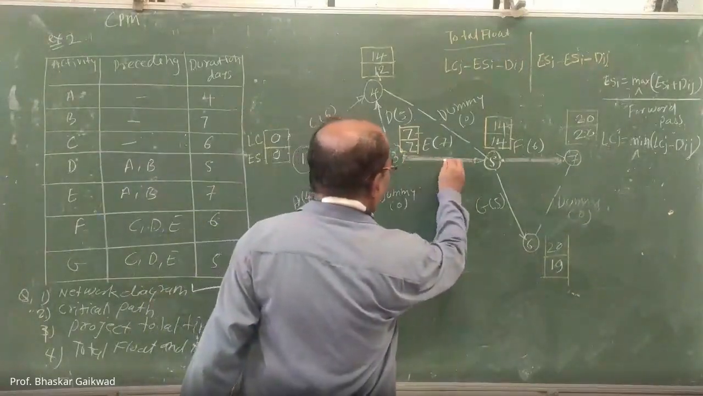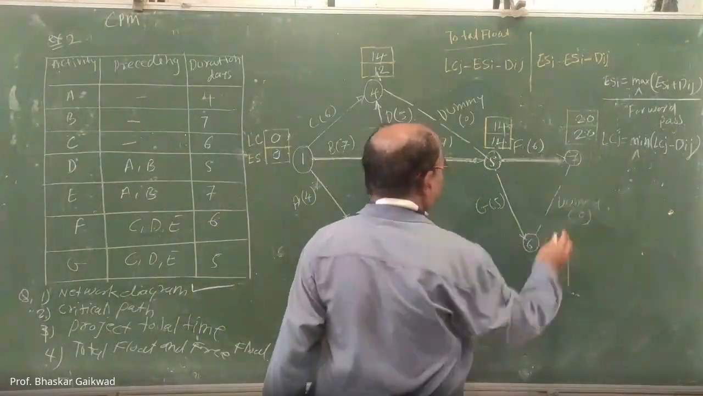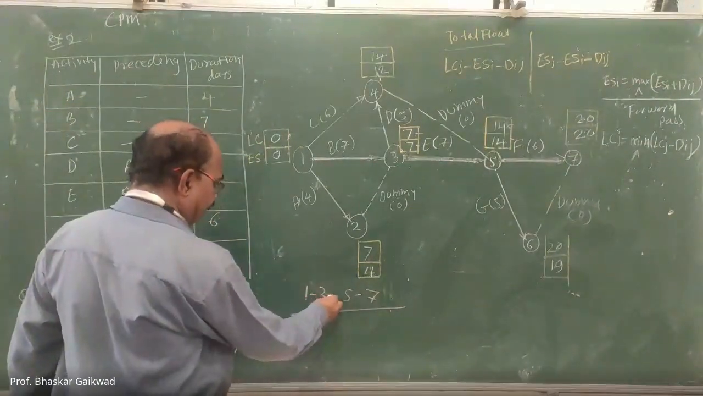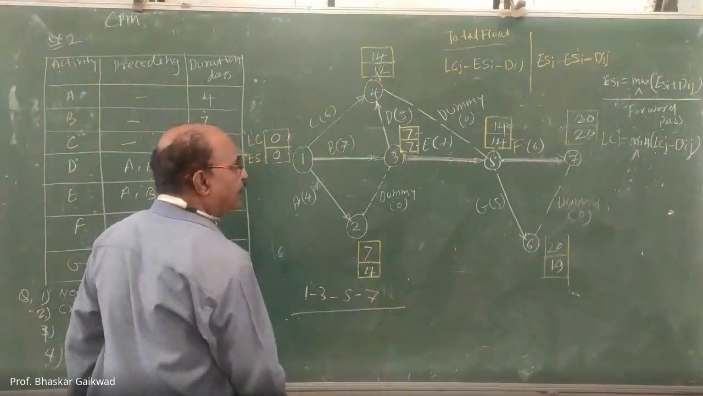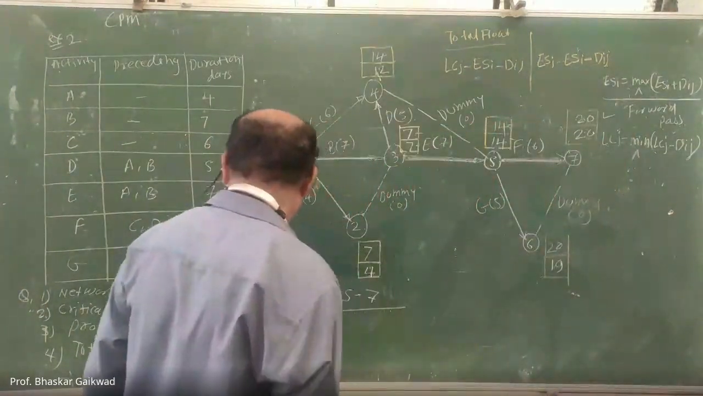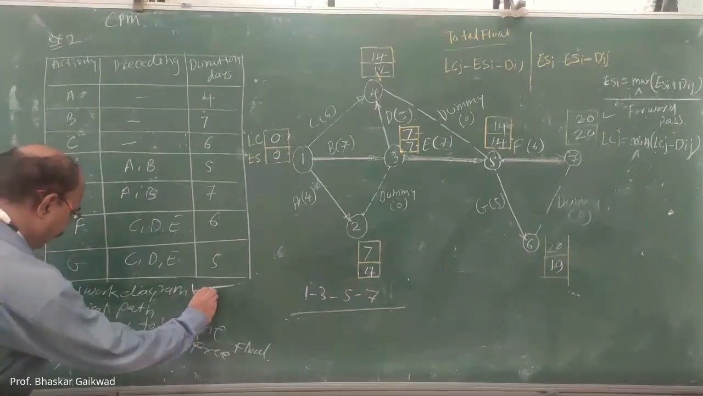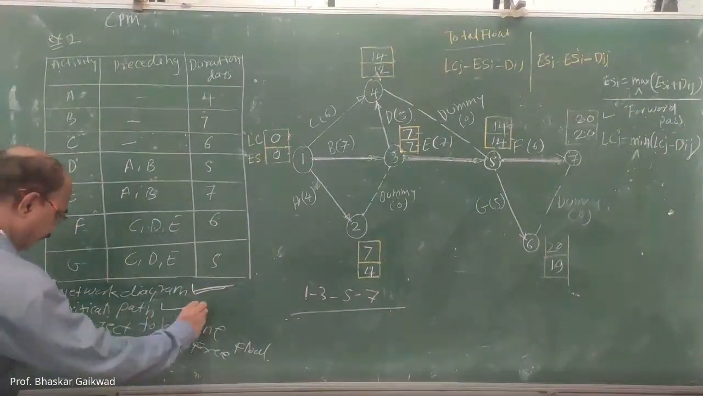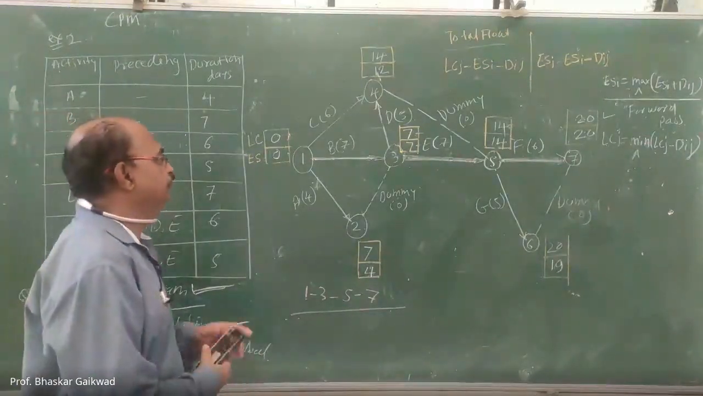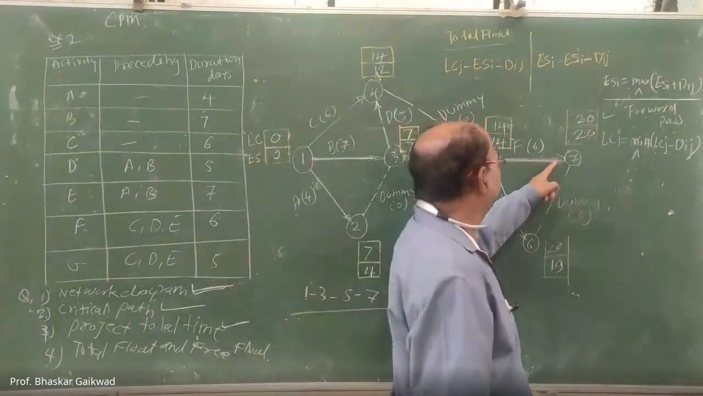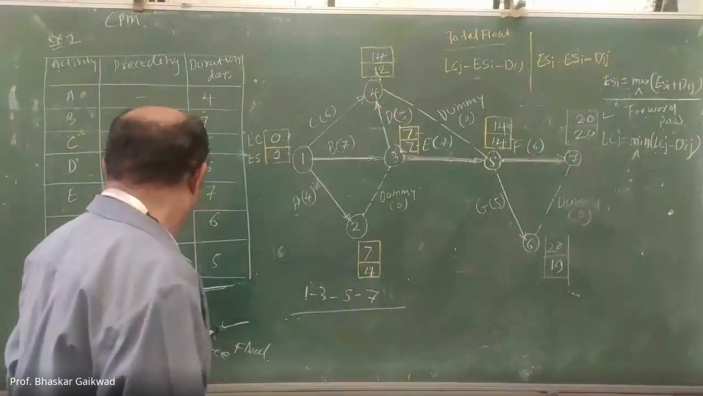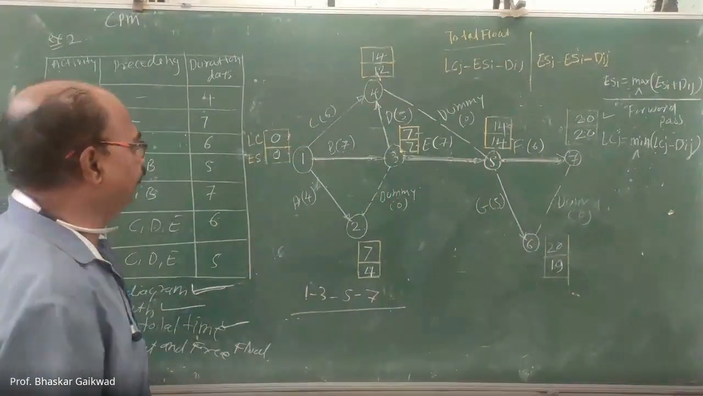1 to 3, 3 to 5, and 5 to 7. Correct? So here 1 to 3, 3 to 5, 5 to 7, and total time that is 20. So we have solved this network diagram. Critical path is there and total project time. So this is the critical path, and this time is 20, the project time. Network diagram is like this way.